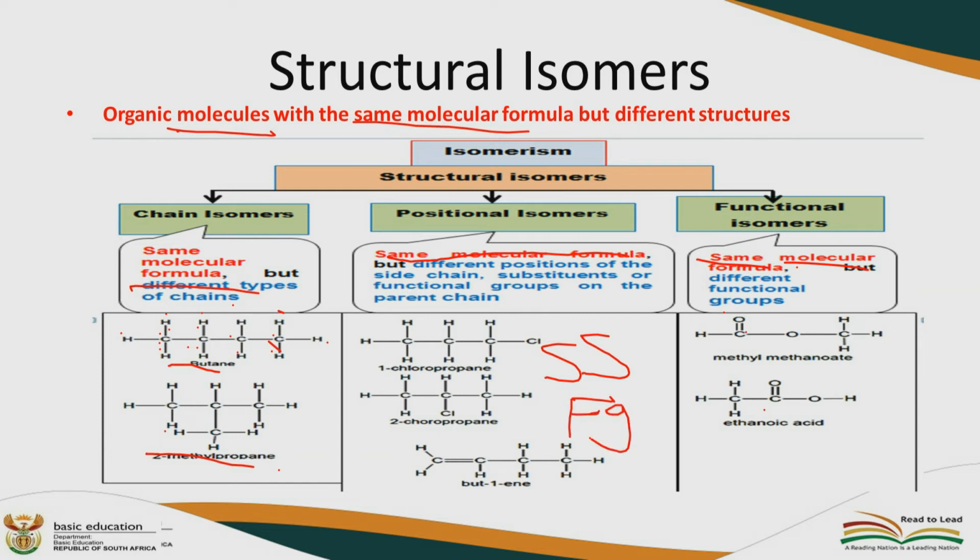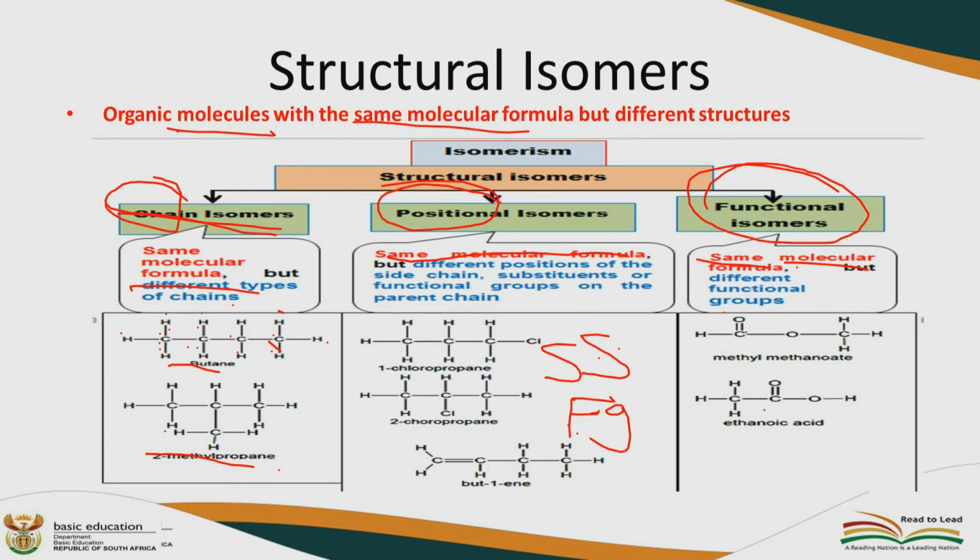But these ones, from the name, you already know. Same molecular formula, different chain. Same molecular formula, different functional group. Same molecular formula, but different position. Position of what? SSF. Substituent, side chain, and the functional group. So this tells you that these are the structural formulas that you are having. So know that we have structural isomers. There are three types. We are saying chain isomer, positional isomer, and functional isomer.